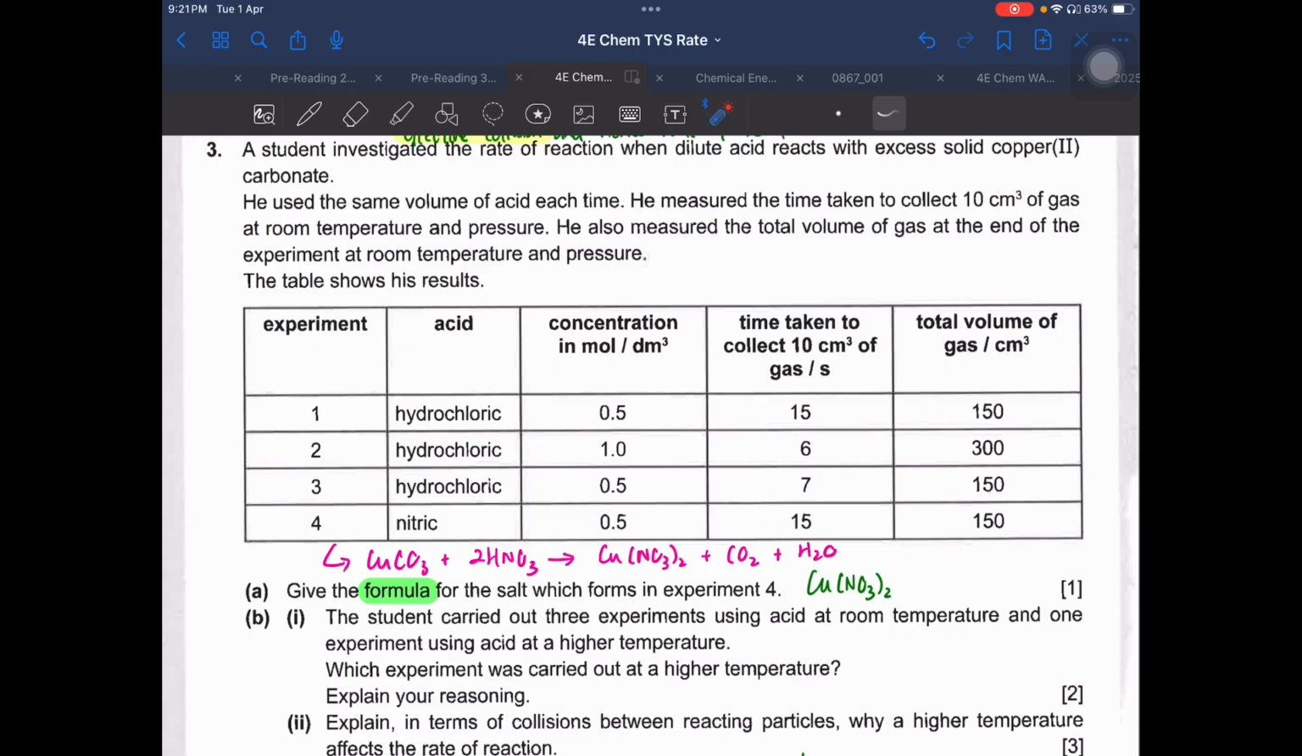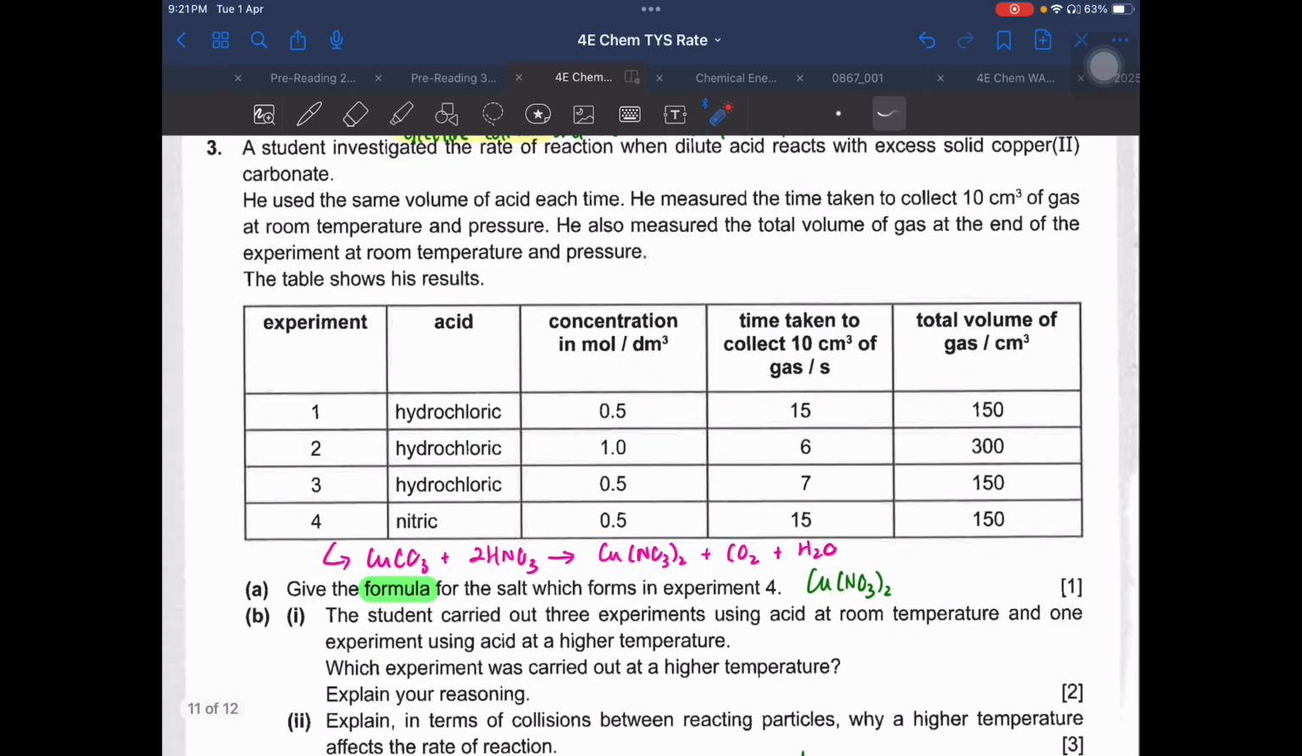So likewise, most of the class actually did quite well because you were able to see the data, right? We have 4 experiments here. In order to know which one has the difference in terms of temperature, we need to take note that we can't be comparing 0.5 with 1.0 because this is about different concentration. We can't be comparing hydrochloric acid to nitric acid because these are about different acids.